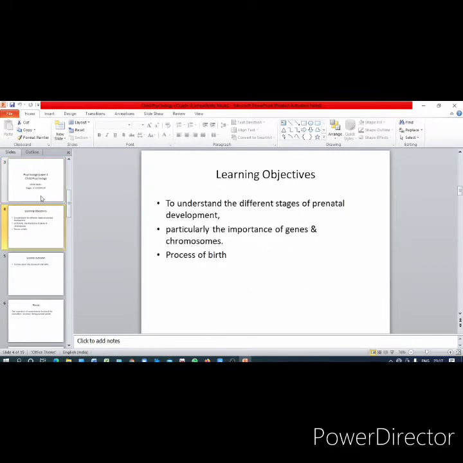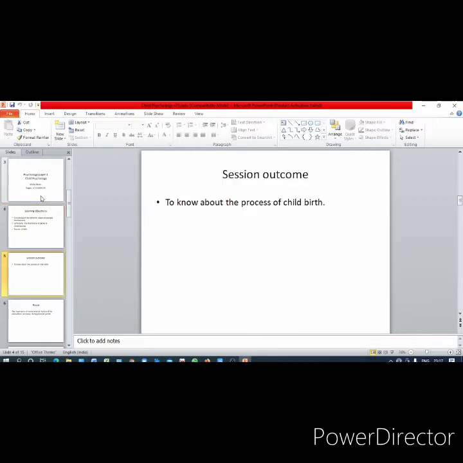Today's learning objectives are to understand the different stages of prenatal development, particularly the importance of genes and chromosomes. In particular, you will be learning about the process of birth. The session outcome will be to know the process of childbirth. You have already learned about the importance of environmental factors and the precautions necessary during the prenatal period.